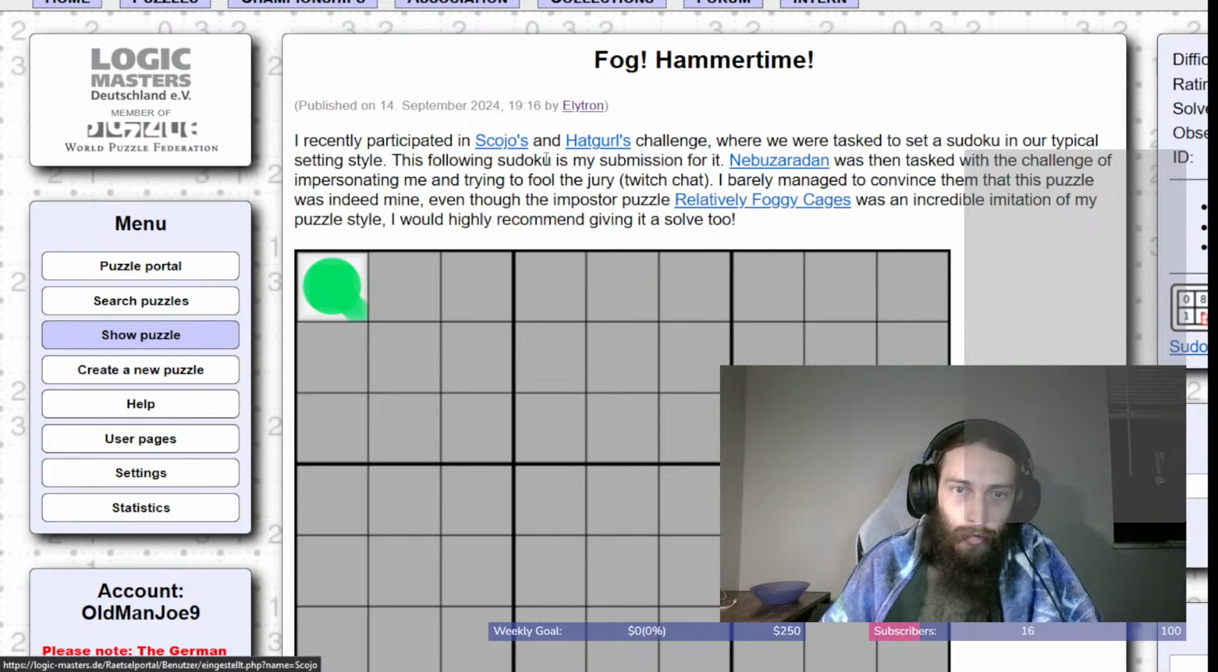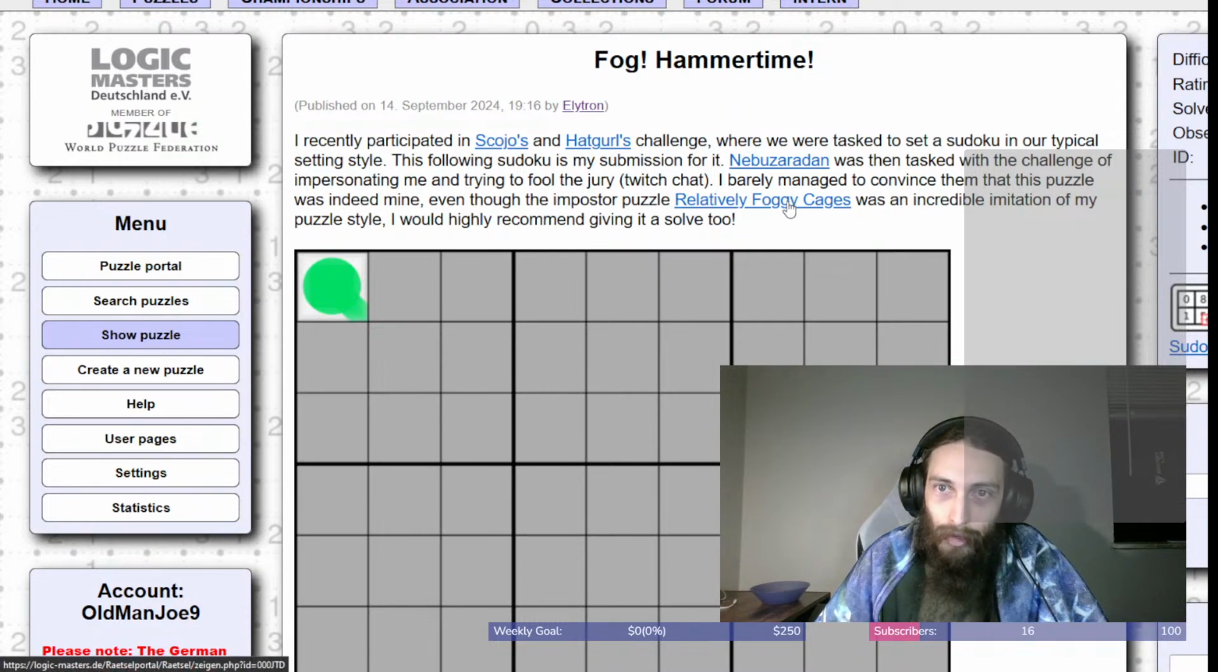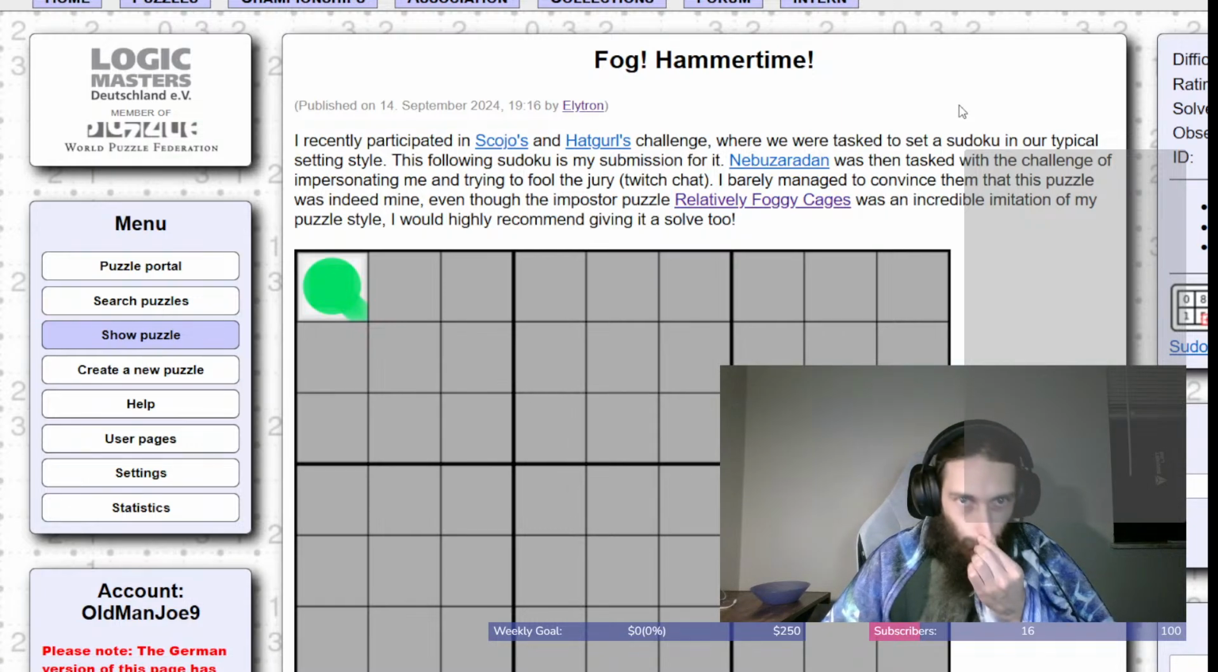I recently participated in Skojo's and Hat Girl's challenge, where we were tasked to set a Sudoku in our typical setting style. The following Sudoku is my submission for it. Nebuzaradon was then tasked with the challenge of impersonating me and trying to fool the jury, Twitch chat. I barely managed to convince them that this puzzle was indeed mine, even though the imposter puzzle, Relatively Foggy Cages, was an incredible imitation of my puzzle style. I would highly recommend giving it a solve too. Well, I guess in that case we gotta solve both of those.